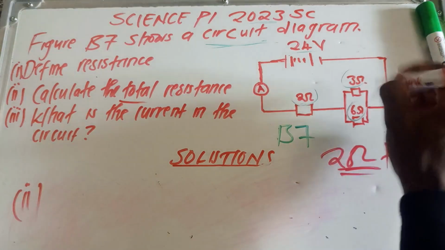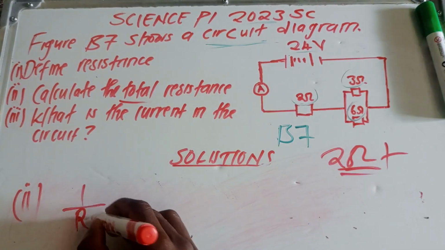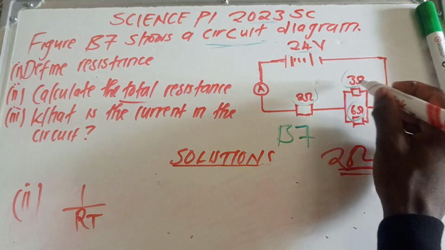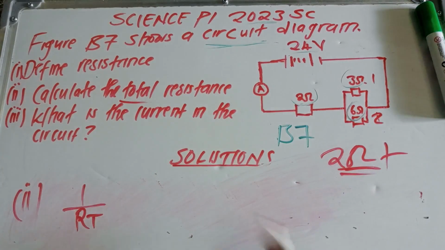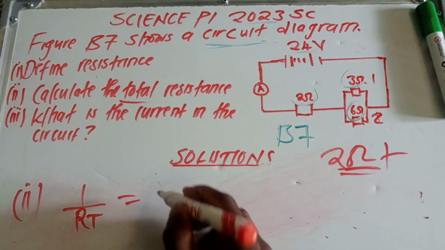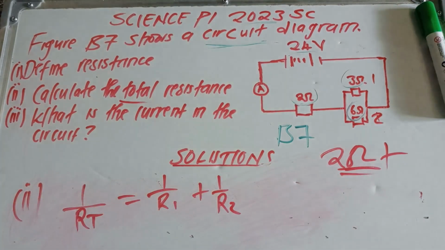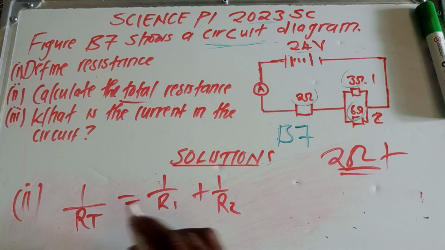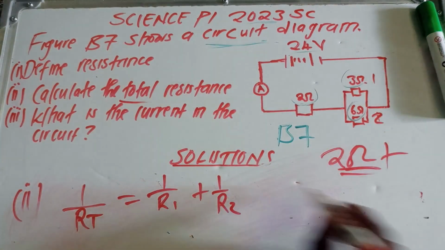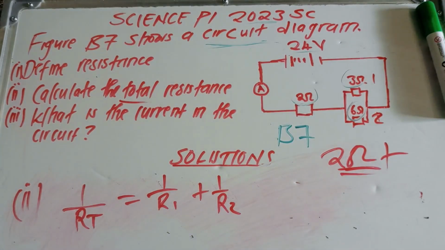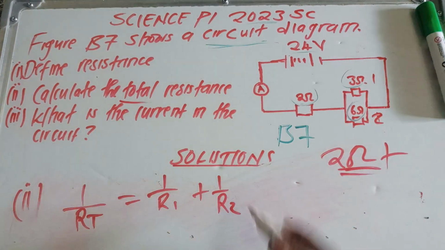The simple formula which we normally use to calculate resistance in parallel is this: 1 over total resistance is equal to 1 over resistance 1 plus 1 over resistance 2. I hope you are able to see. So this is our formula. If we had more resistances, we would proceed to say 1 over resistance 3 and so on. Since we have only 2 resistances, we just say 1 over resistance 1 plus 1 over resistance 2.